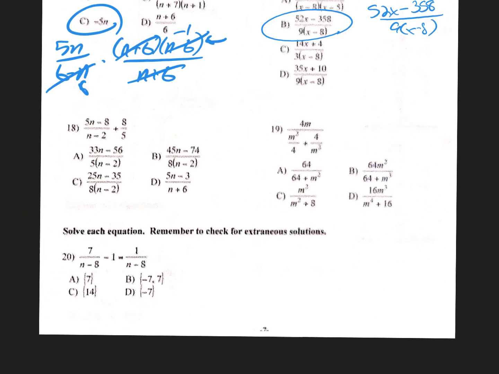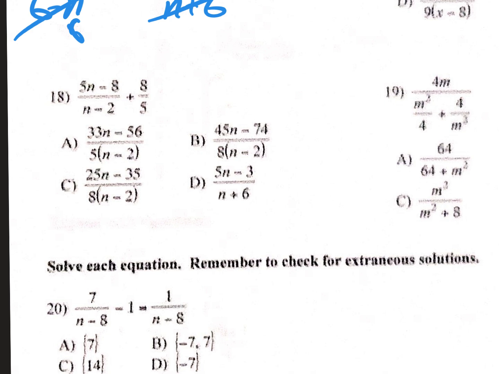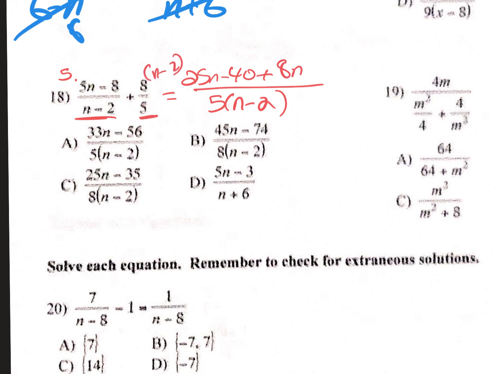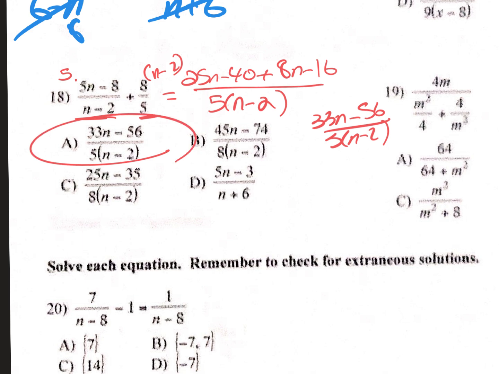And 18. 18 again is addition. What I usually do with addition is make one big fraction, and the LCD is going to be 5 times n minus 2. So what I always do is look at the fraction like that. That denominator does not have a 5, so I'm going to multiply that numerator by 5. That's pretty much what you do. So I'm saying 5 times 5n is 25n, 5 times 8 is 40, plus this denominator needs the n minus 2. So I'm going to do the 8 times the n minus 2, which would be 8n minus 16. Add my n's together, that's 33n. Negative 40 and negative 16 is negative 56 all over this, which is answer A.